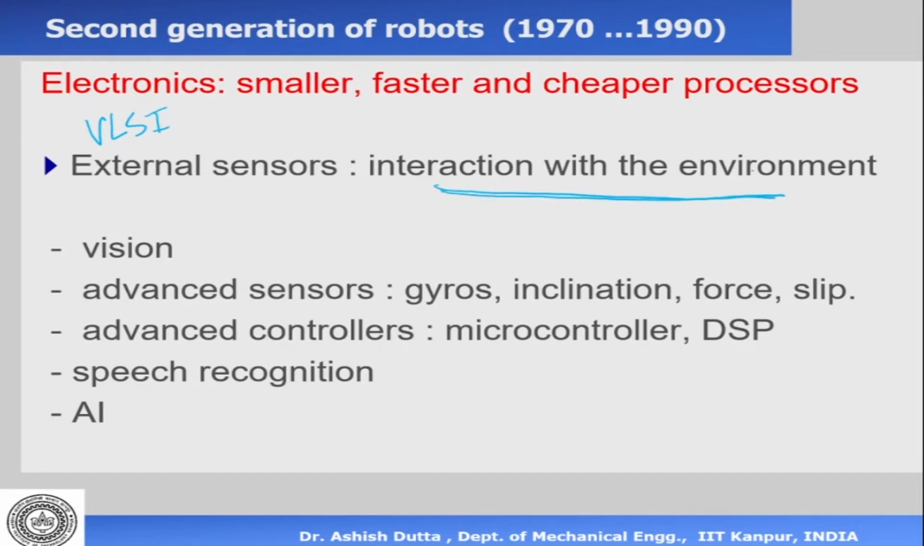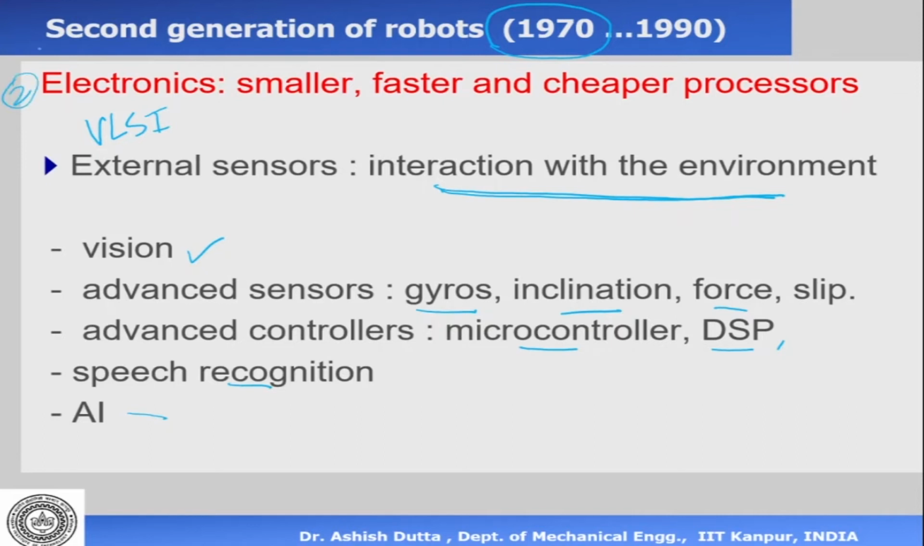We started off having applications of these in robotics in the form of vision. You started having robots guided by vision, advanced sensors like gyros, inclination sensors, and force torque sensors, and advanced controllers like microcontrollers, DSPs, and FPGAs. Subjects like speech recognition and AI came in. AI came into robotics in a big way in the 1970s, because we had smaller and faster processors that could be used on board robots, which was not possible earlier. So this is the second generation.